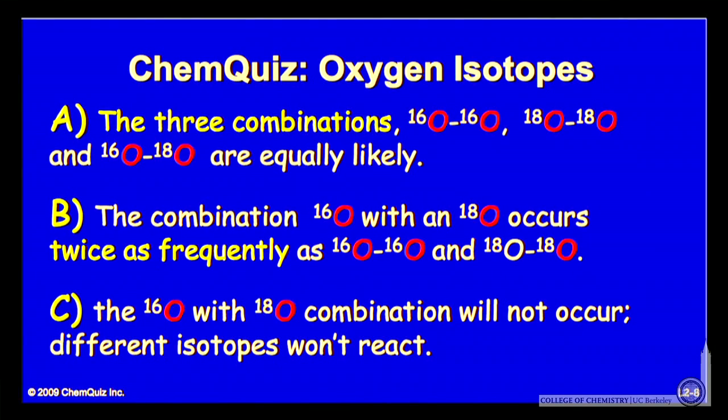Let's consider an argument for each of the possible options. Option A, the three combinations O16-O16, O18-O18, and O16-O18 are all equally likely. Or B, the combination of O16 with O18 occurs twice as frequently as the 16-16 and 18-18 combinations. Or C, O16 and O18 will not occur as a molecule because different isotopes don't react. Consider those arguments for each of the answers and make your selection again.